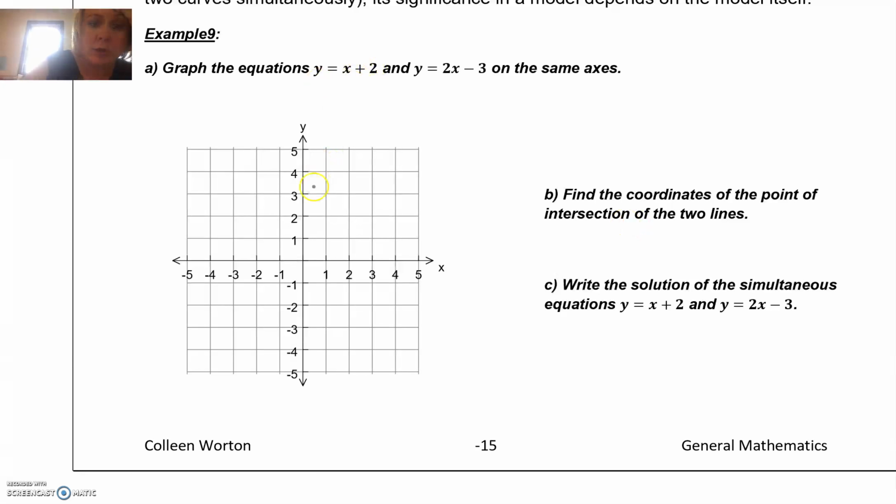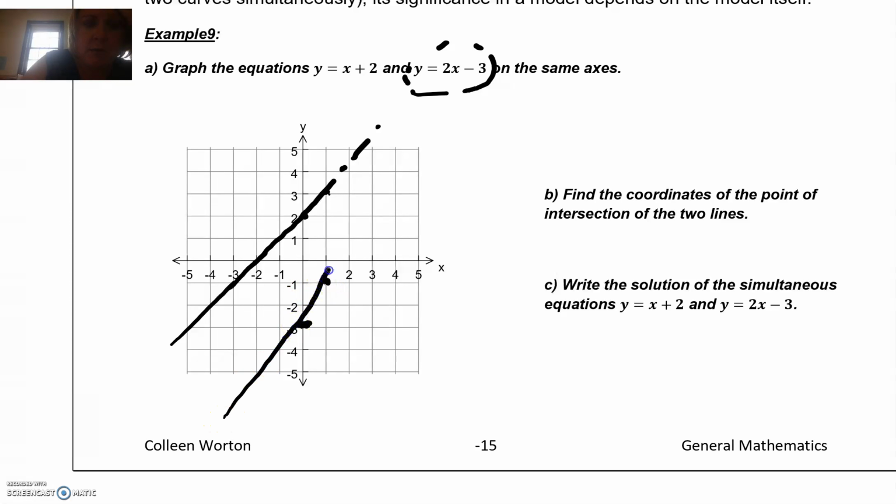So x plus 2 has a y-intercept of 2 and a gradient of 1 on 1. That's the line. This one here has a y-intercept of minus 3 and a gradient of 2 on 1. Oh, and I remember this example. I didn't give you enough. The scale's not big enough. Anyway, you would read it off there. You'd read the scale.